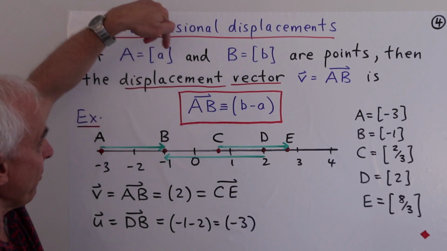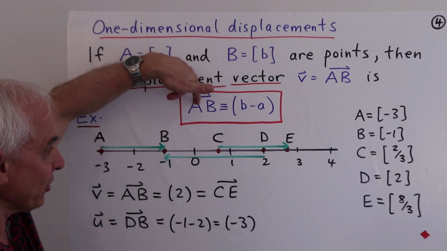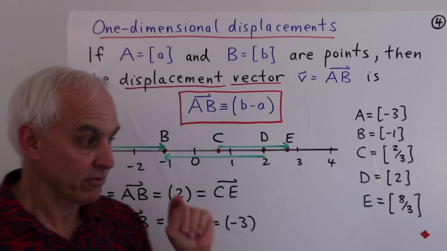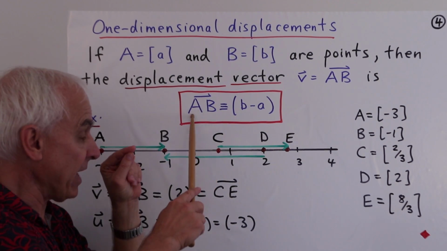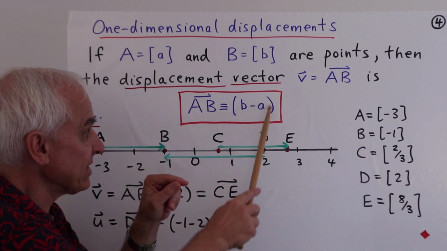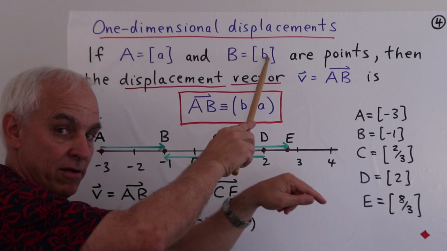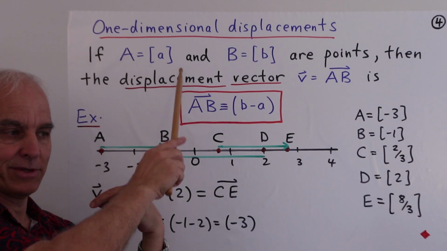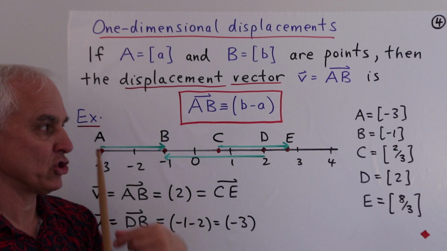So that's how we go from a pair of points to a vector. We just take the difference of the entries. But remember that we're starting from A and going to B, so what's inside here is the final entry minus the initial entry. Okay, it's the final entry minus the initial.